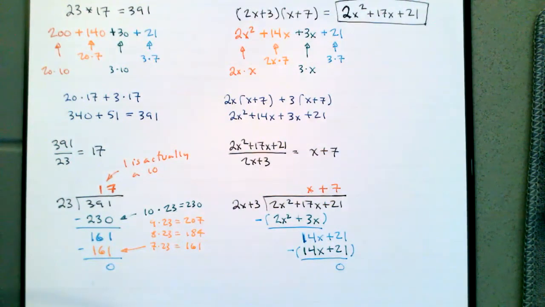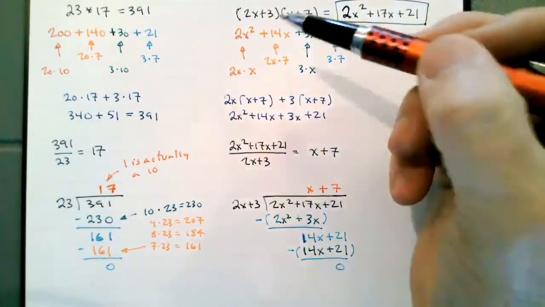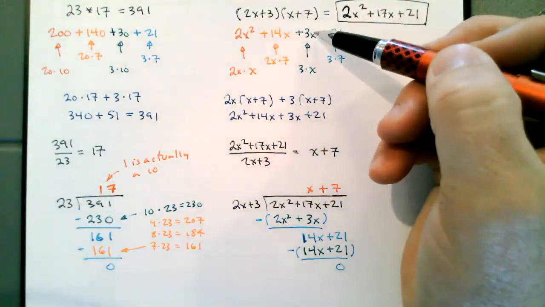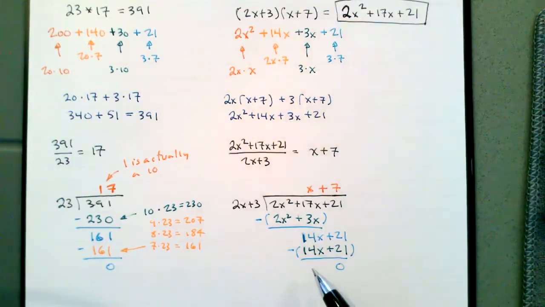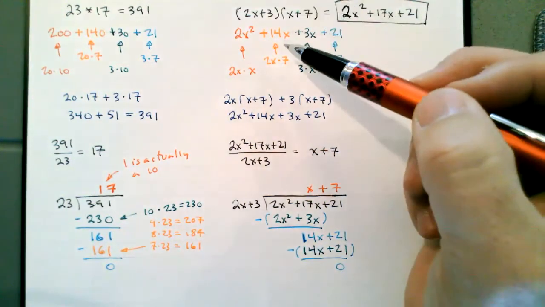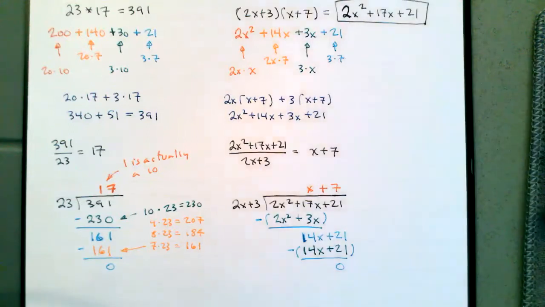Also, look at the 4 quantities that we put in green. We have the 2x squared and the 3x. That's the 2x squared and the 3x from the multiplication. We also have the 14x and the 21. That's the same 14x and the same 21 that we had when we were doing multiplication.